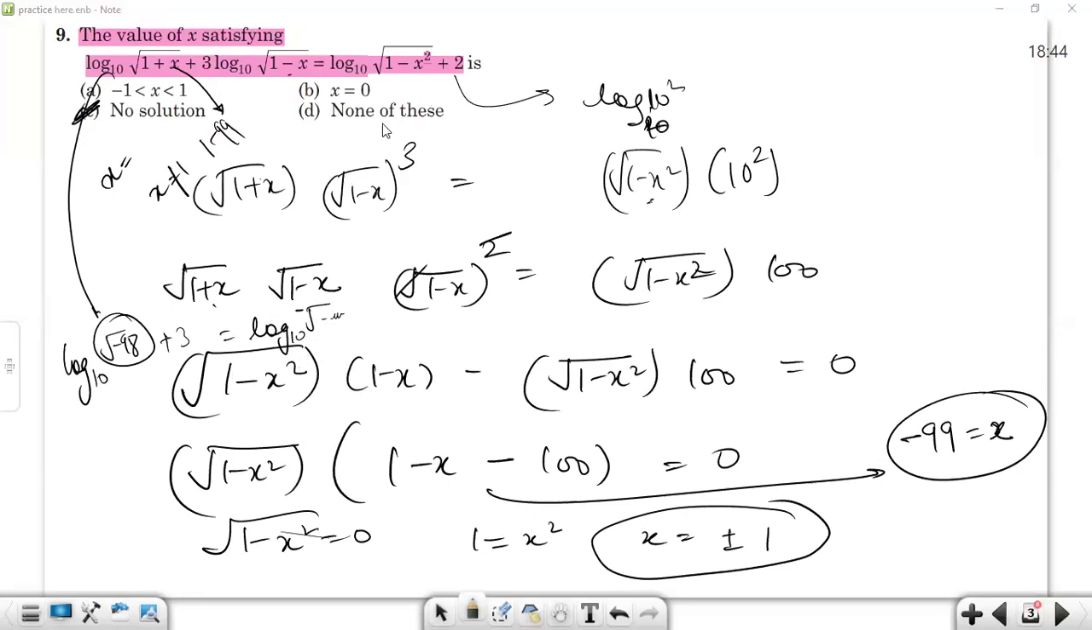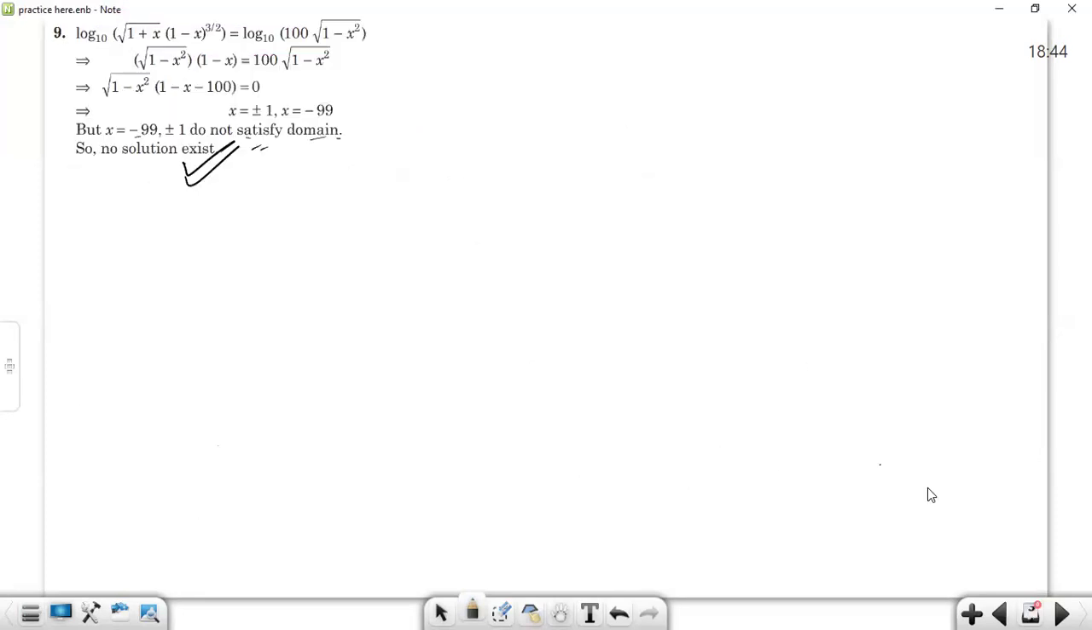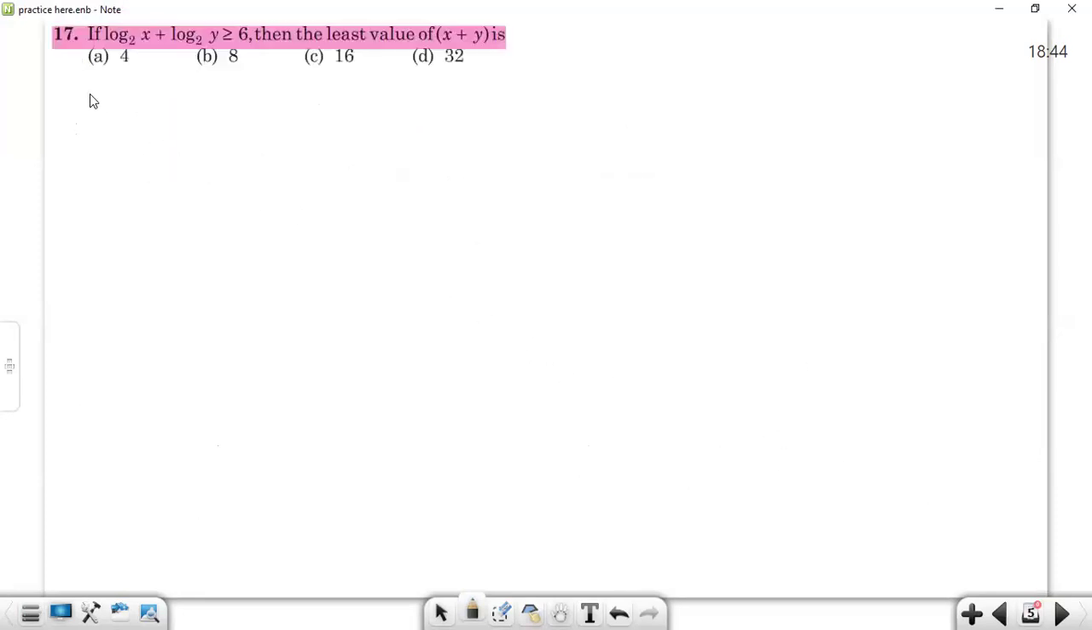Okay, so the next question, logarithm to the base is common. So let's use the property, it will be multiplied.